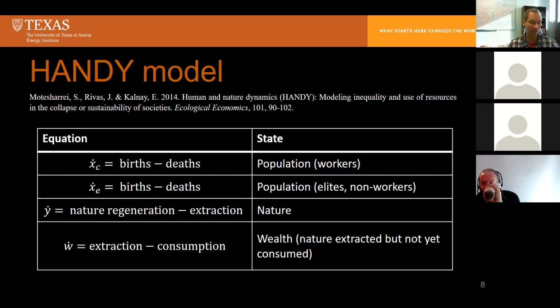The rate of change of nature is its regeneration minus how fast you extract it. And then they have an equation called wealth, which is essentially nature you've extracted, but you haven't consumed all of it yet. So the accumulation of wealth is how much you extracted minus how much you are consuming, and so you can accumulate this wealth. This is essentially, in my model, an inventory of nature that you've extracted. You can think of it as a pile of wood on the ground that you haven't done anything with yet.